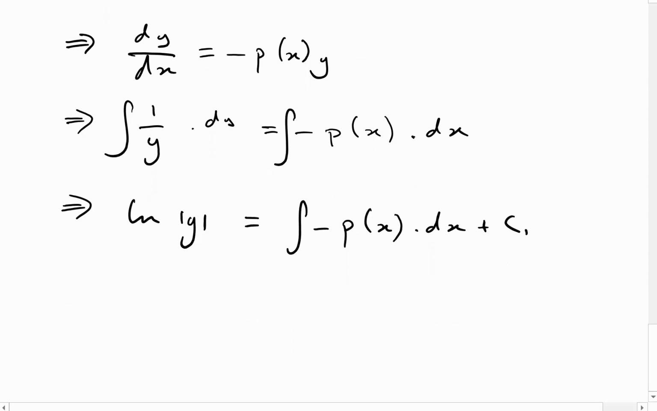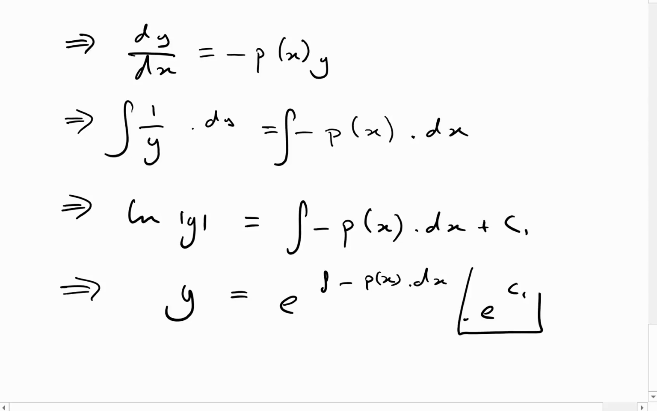All right, and then I can just rewrite this so I get y explicitly, so y equals e to the power of the integral of minus p of x dx plus c1. Well, this is just the same as, because I'm adding powers together, times e to the c1, because I've got the same base, therefore I can just add the powers together and combine it into the same thing which I had before.